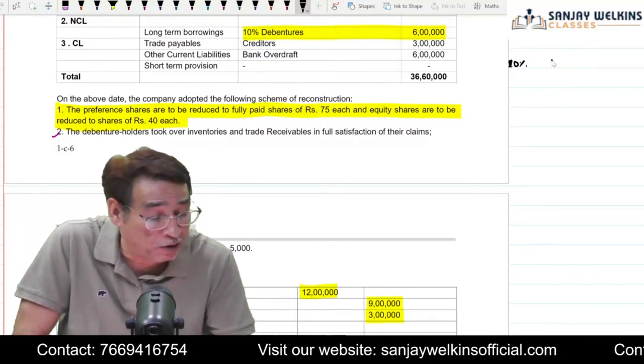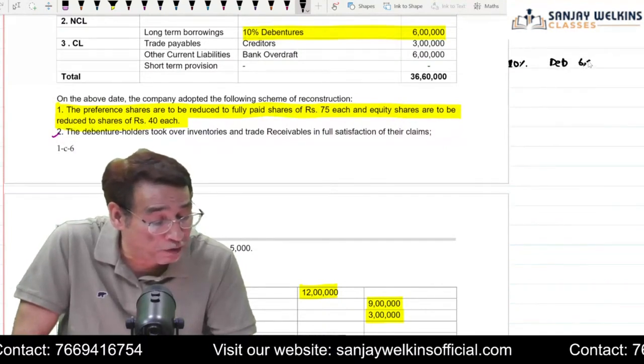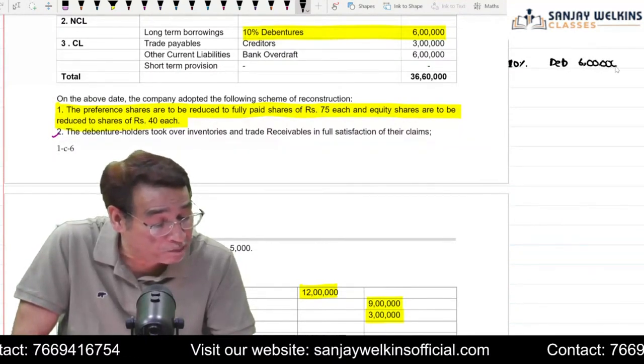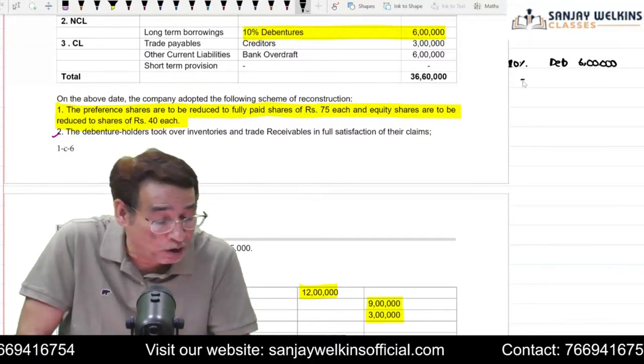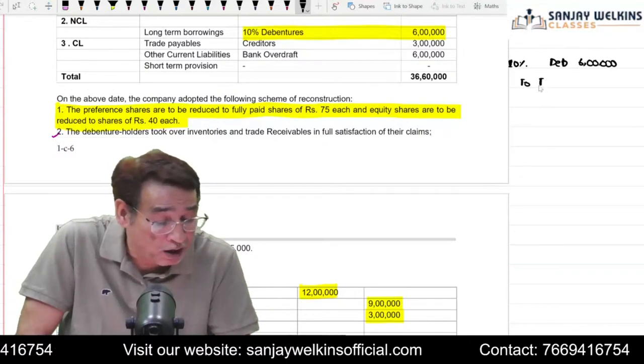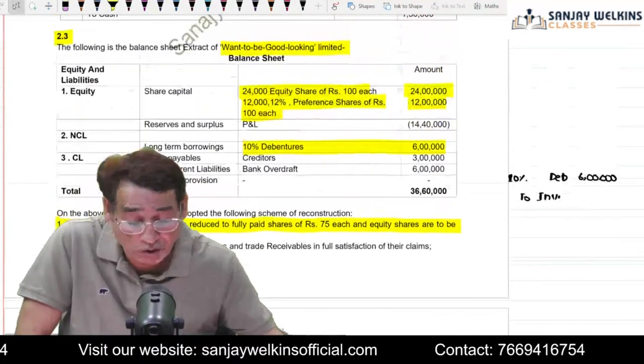10% debenture account, correct? That is equal to 6,00,000. First of all, you are going to write here 6,00,000. As given in the question, debenture holder took over inventories. So you are going to write here inventories. What is the amount of inventory, correct? Then you are going to put it over here.